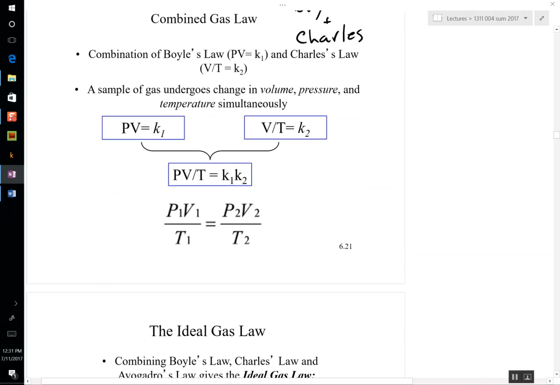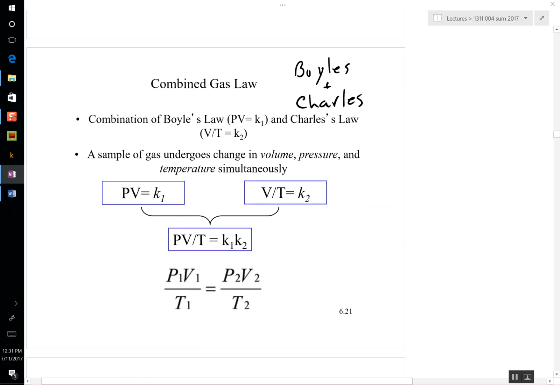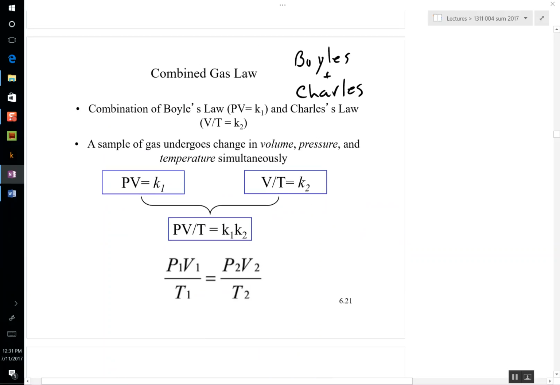I won't do a whole lot of, well, there are ideal gas law problems in here. I'll tell you what, if we have time at the end of the period, we'll come back and try to do question 19. That's a combined gas law.